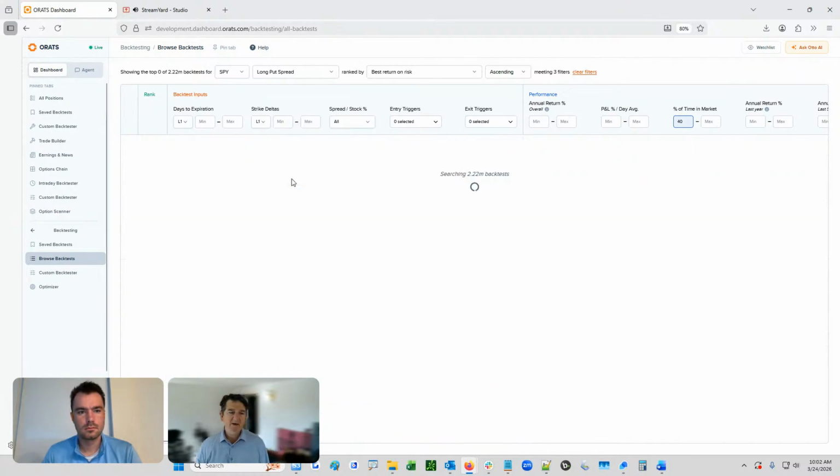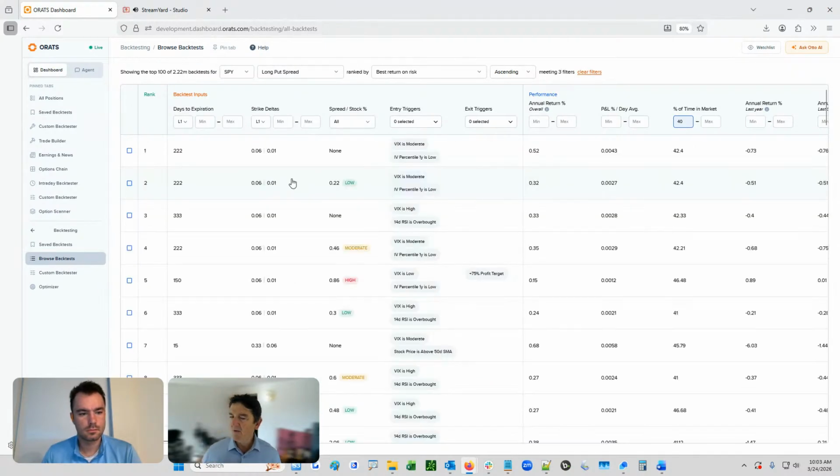I had a question from one of my webinars: what is a good signal to get into put spreads and protect your position? Because I have been very protected in this time, and I want to show people how I know to get in at particular times. So I'm going to look for a put spread that's in the market quite a bit.